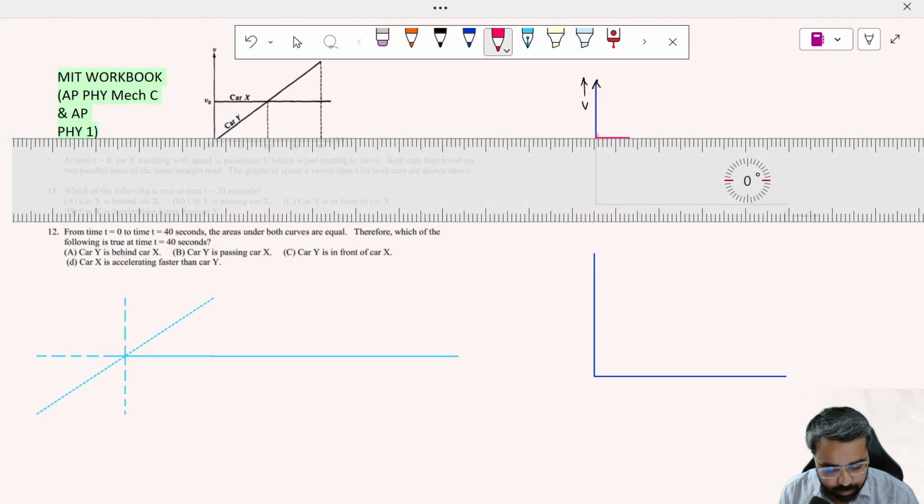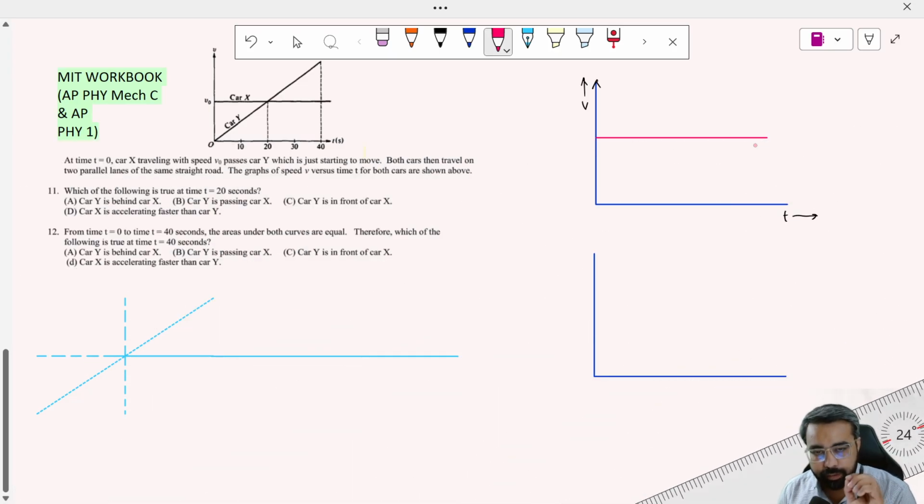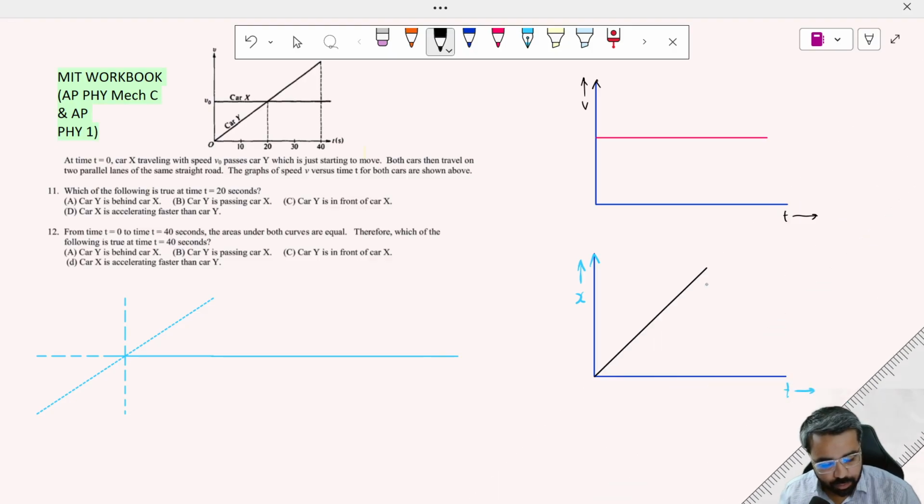This is a horizontal line, which means the displacement-time graph, dear students, must be uniformly increasing, like this. And why is that? Because you know that the slope of the displacement-time graph, the position-time graph, is the velocity. So the velocity of X is v0, that is constant.